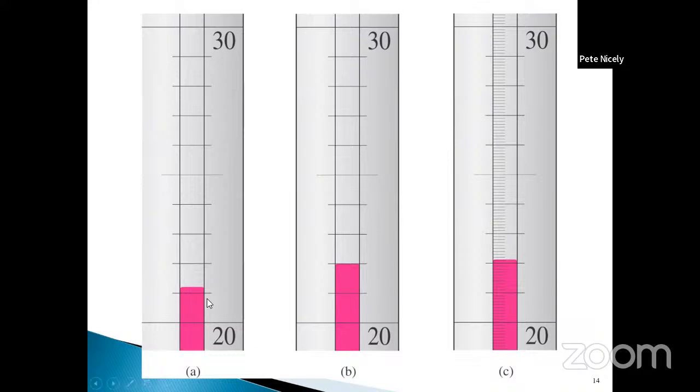One person could look at this and say, well, I think it's 21.2. Another person could look at this and say, no, I think it's 21.1. As far as I'm concerned, both persons are correct.